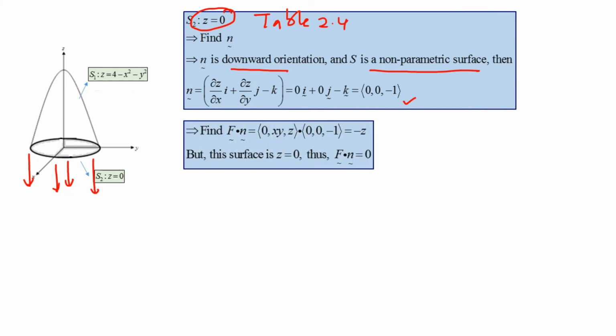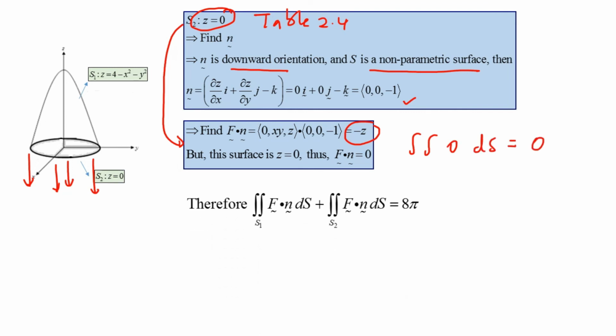Alright, then find F dot n. You do F dot n, and then you get negative z. However, based on the equation of the surface that you have before, which is z equal to 0, it means that your F dot n is equal to 0. So integrating 0 dS, of course you get 0. So it means that S1 plus S2 is equal to 8 pi, because S1 is 8 pi, S2 is 0, so we get 8 pi.